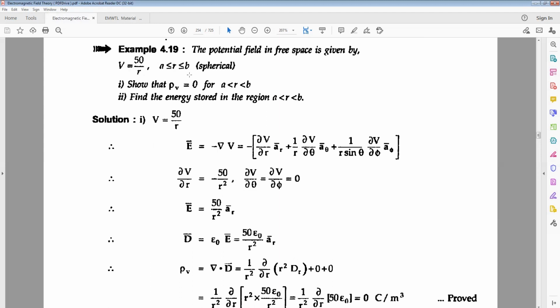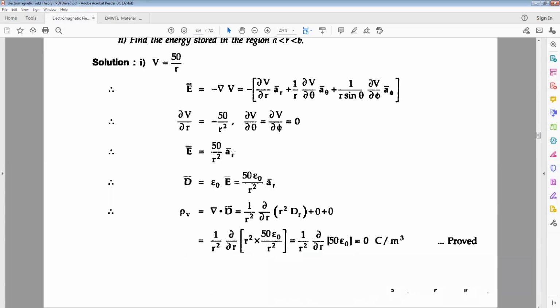So the given V, they are asking the potential. The potential is given, so E bar is equal to minus del V, we know. So dou V by dou R, 50 into 1 by R square. So 1 by R square, it again will get minus dou V by dou R, which is nothing but minus 1 by R. Dou V by dou theta is 0, and dou V by dou phi is also 0. So E bar we got, and D bar is also we got.